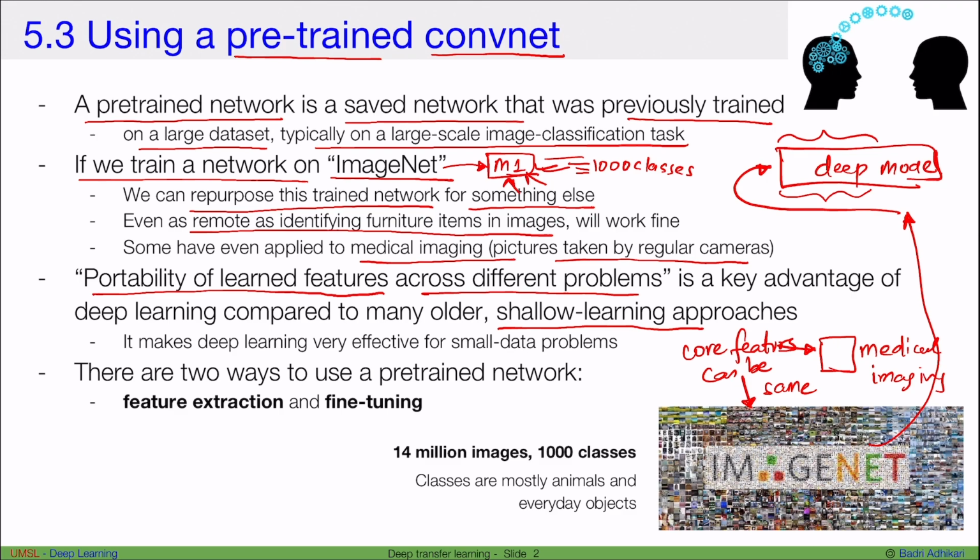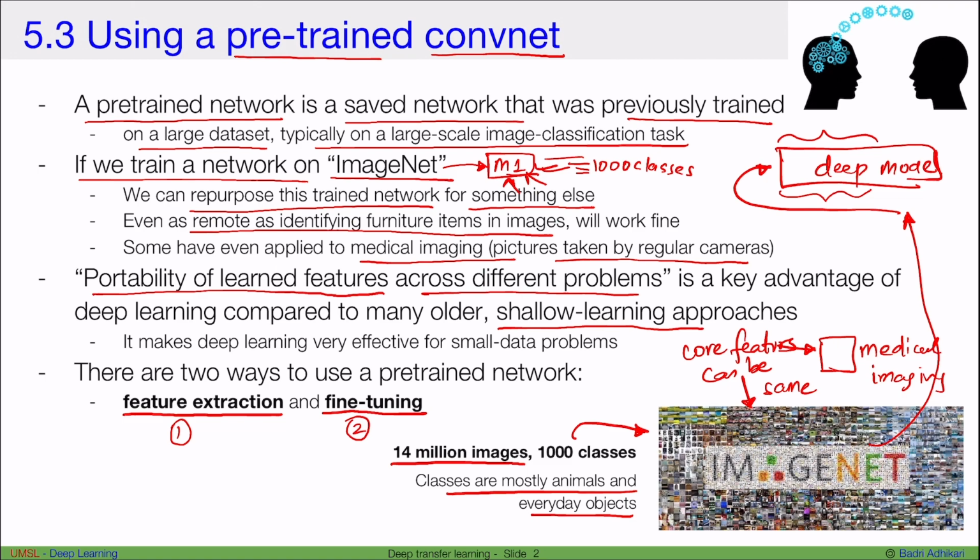Now, using a pre-trained model trained on large data sets can be done in two ways. One is using a technique known as feature extraction, and the second is using a technique known as fine-tuning. And remember, if we train a model for pre-training using the ImageNet data set, then this is 14 million images with classes, mostly animals and everyday objects. So if we train a model using this ImageNet data set, then the model has a lot of ideas about how the real world looks.